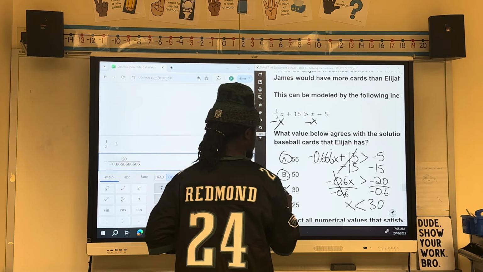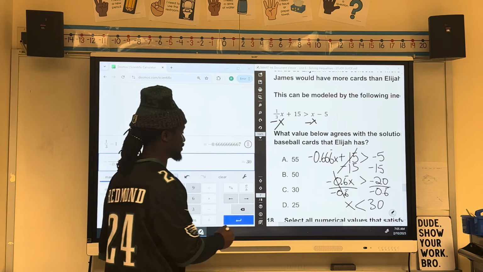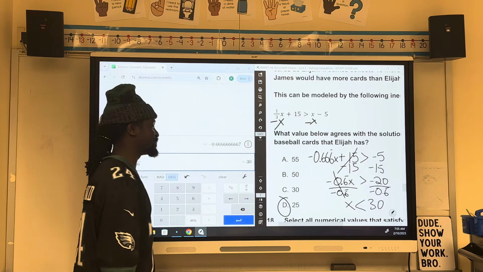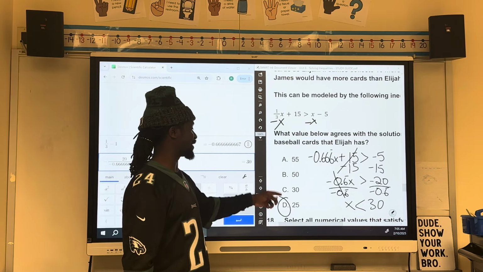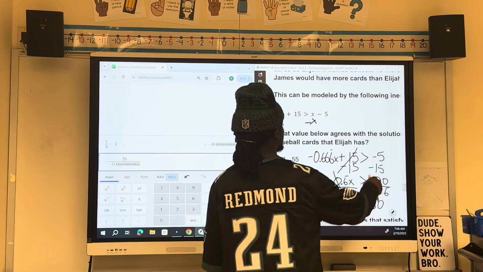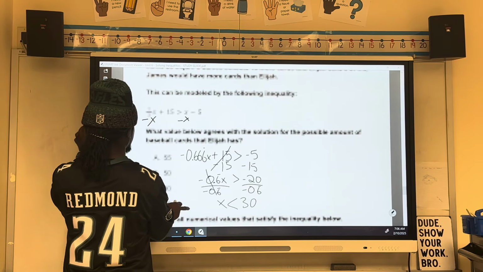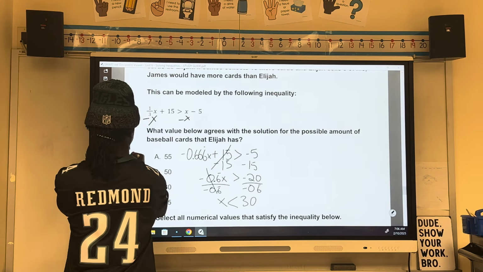Oh, I'm tripping, sorry. Less than. I was just making sure you were paying attention. It is D, all right, because those are the only numbers that are less than. All the other numbers are greater than. So the answer is D, 25. All right, almost done.